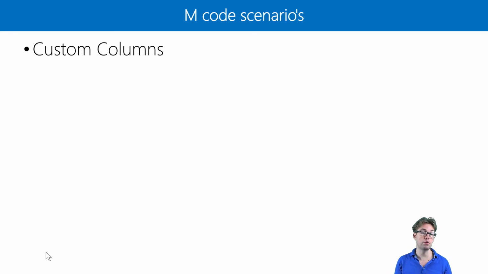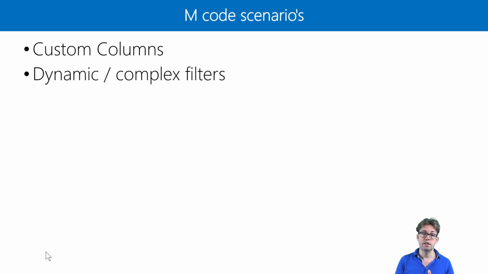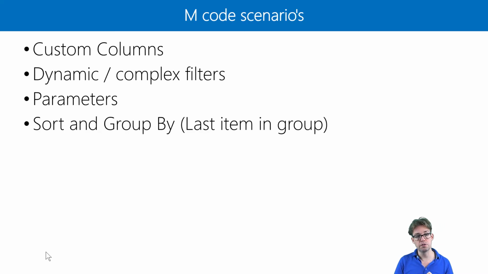For example, custom columns. Of course you have the custom column button in the ribbon. But if you want to do more complex calculations, then you need to know the M functions. Dynamic filters, that's where you also can use M. Parameters, maybe you want to parameterize some things, like the number of years that you want to import, or the number of rows that you want to import, or which data source that you want to use. If you want to connect to a development environment or a test environment, that's what you can handle with parameters.